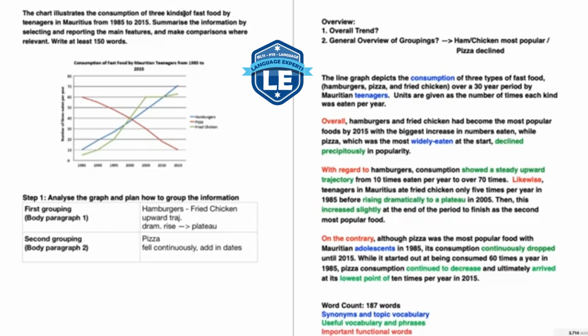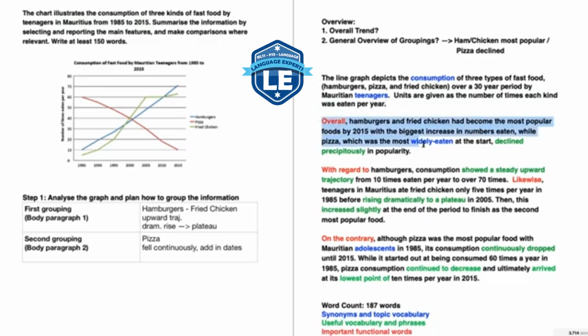And here we have 3 types of fast food in Mauritius. In our question statement, it says in Mauritius from 1985 to 2015. Here we say over a 30-year period, which is still correct, by Mauritian teenagers. So this is saying the same thing, just in different words. It's also nice to include information about the units, especially in this case where it will not be as long as our previous example, so it will be helpful to include this information.